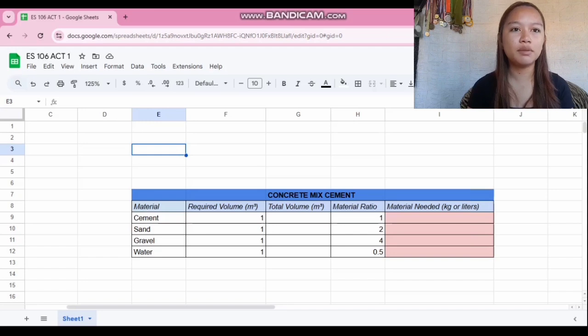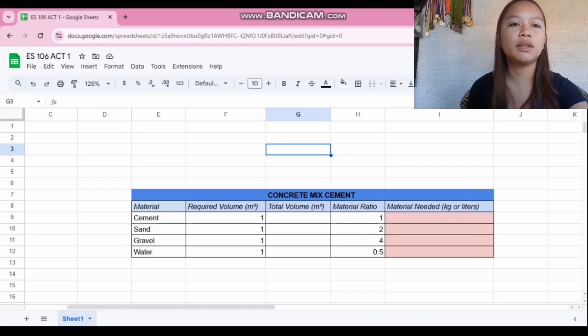Our initial step involved establishing the fundamental structure of our spreadsheet. We created columns for material, required volume per meter cube, total volume, material ratio, and material needed. This framework provides the foundation for our subsequent calculation.